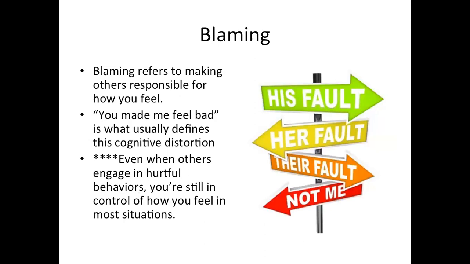So an example of blaming or pointing the finger at other people is, you made me feel bad. And that's a cognitive error because we're not taking responsibility for how we interpret what was said, and we're not taking responsibility for our feelings, our emotions. So turning it outward, it's not helpful, right?